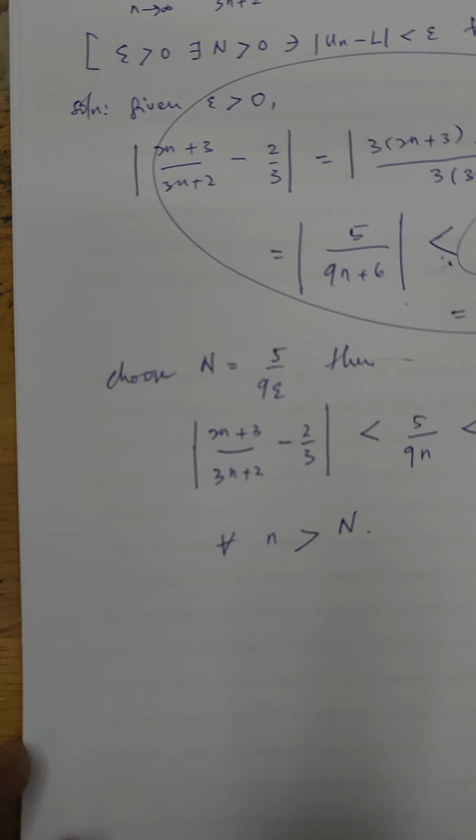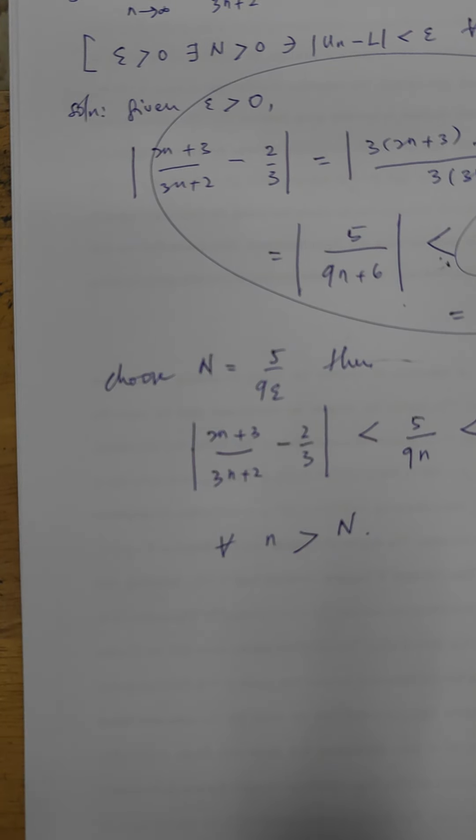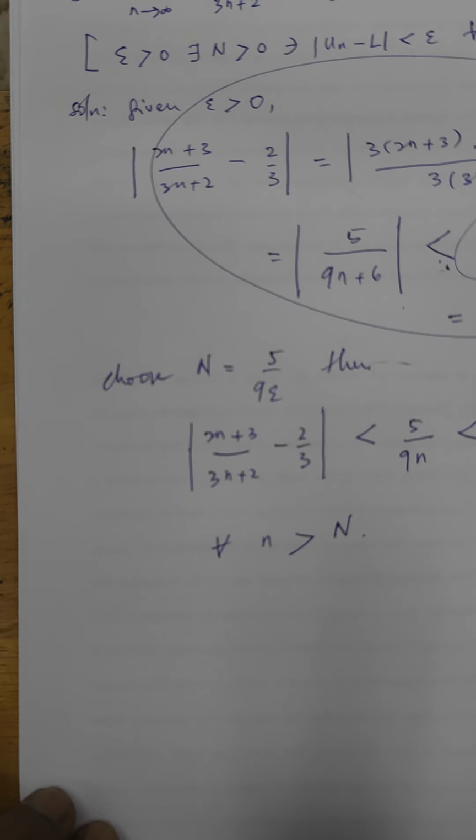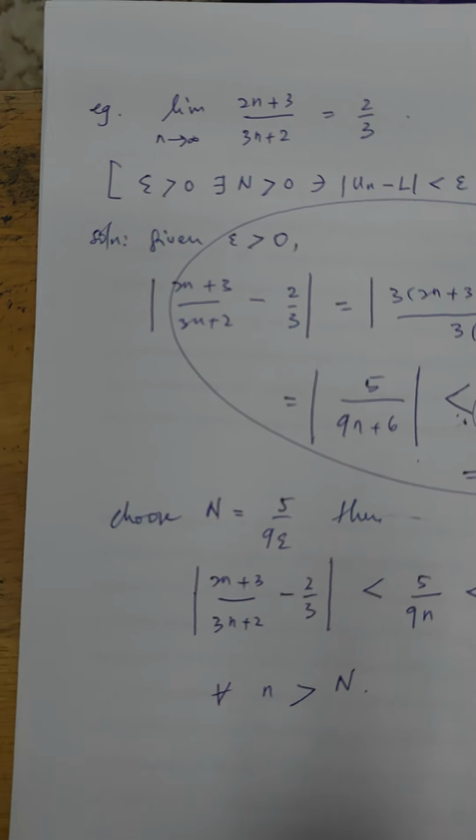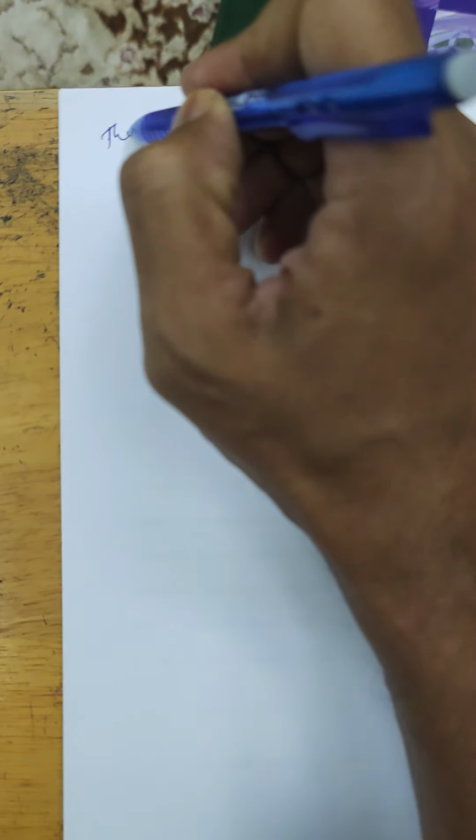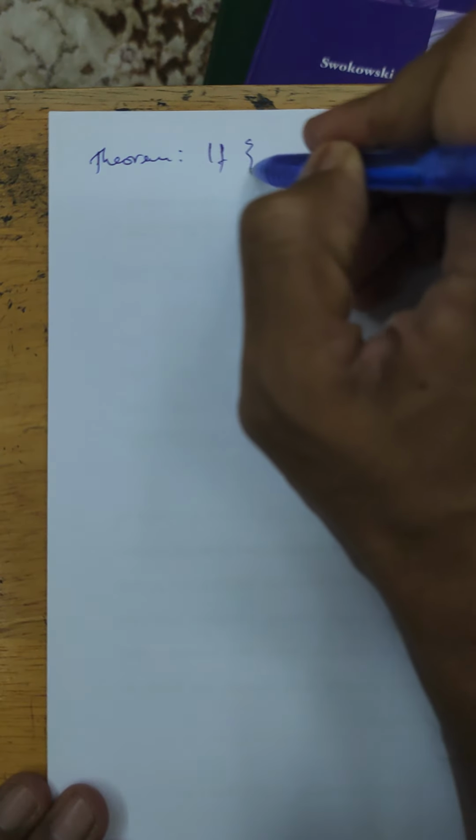So having done those two examples, now let me give one theorem relating to the convergence of the sequence and the boundedness of the sequence. The convergence of the sequence guarantees the sequence is bounded. So we have a theorem here. If the sequence un converges, then the sequence un itself is bounded.